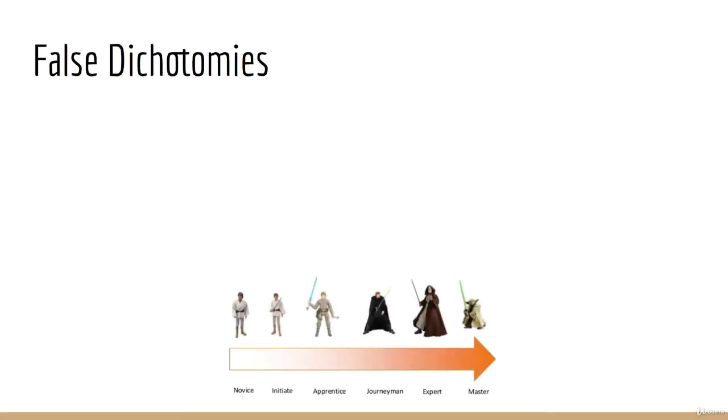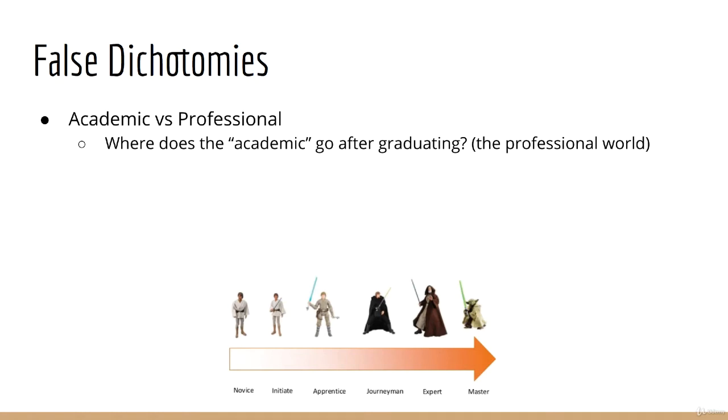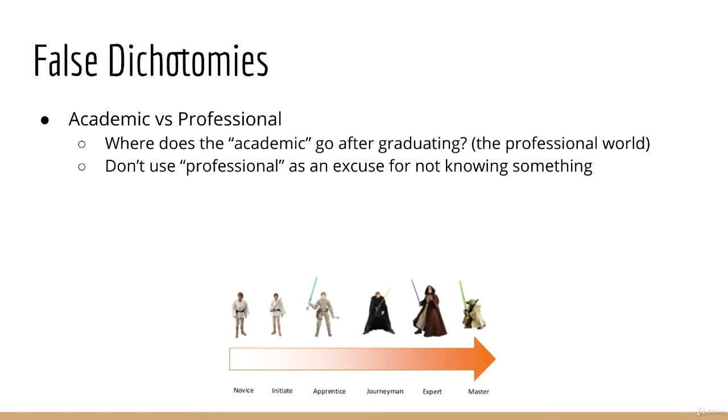Moving on, recognize that academic versus professional is a false dichotomy. Have you ever asked yourself, what happens to an academic once they graduate? Well, they enter the professional world and they bring the skills they learned with them. So if you're ever thinking to yourself, there's too much math or there's too much programming when you're taking a course that's literally about math and programming, well, obviously that's a contradiction. Don't use the word professional as a euphemism for incompetence.